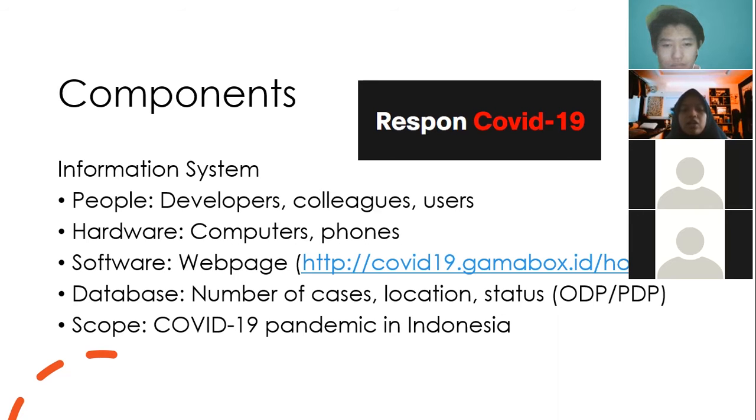And for the last, Respond COVID-19 is using a database such as the case numbers of the plague in parts of Indonesia, the location of each case, and also the status of Indonesian people, such as whether he is a person under surveillance, ODP, or so on. Also, as an additional note, the scope of the information system is the discussion about the COVID-19 pandemic in Indonesia. Next.